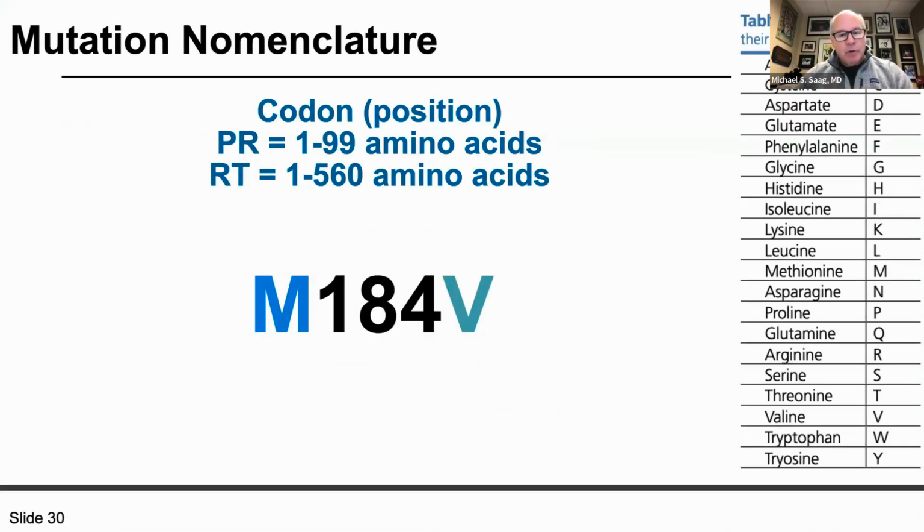I referred earlier to the Y181C, but here's a common one. This is the baseline amino acid, the wild type virus, and at that position, if it mutates to a valine, you get an M184V. M is the wild type at the 184 position, 184 valine, and that creates resistance to 3TC and to FTC. That's the nomenclature that's used.